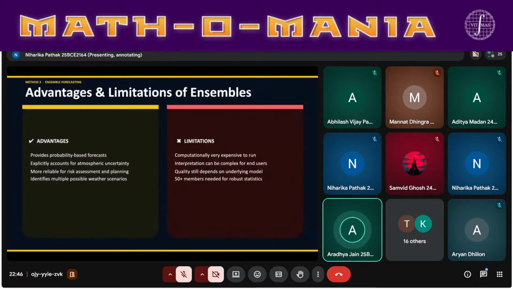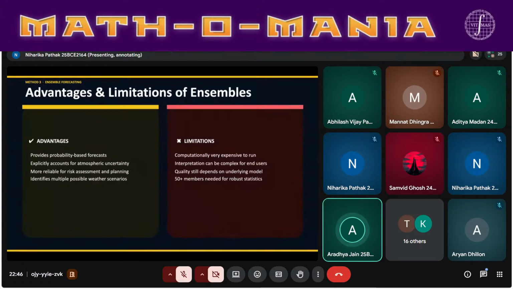Now it identifies multiple possible weather scenarios. Same probability base. Now the limitation of this method is that it's computationally very expensive to run. Again, we are doing a lot of calculation, and not just once but many times. And we are plotting all of that to a 3D grid. So this gives us a basic idea that it's going to be very expensive, right?